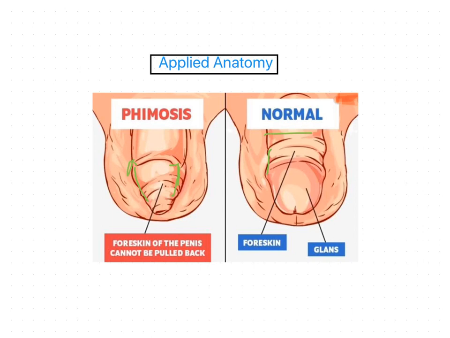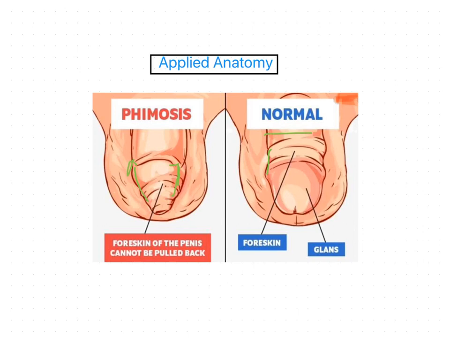Okay, and if with great difficulty the prepuce is retracted, it may form a constricting ring around the neck of the penis, causing a painful swelling of the glans. Such condition is called paraphimosis. For this, a small surgery is done, that is removal of the prepuce, called circumcision, to treat the phimosis.